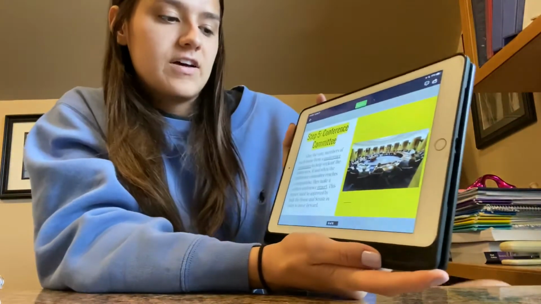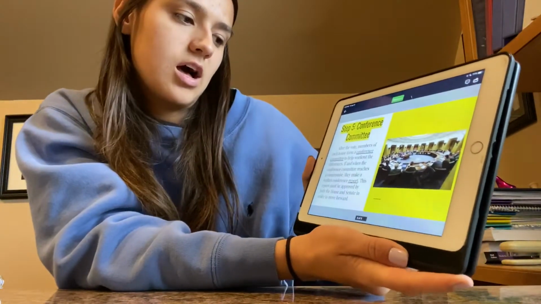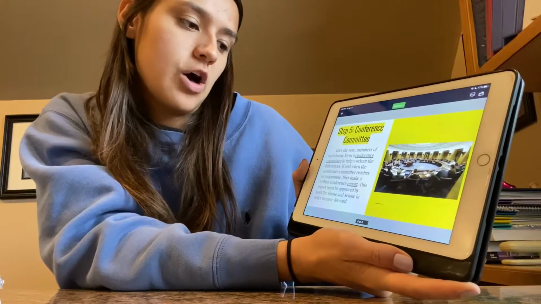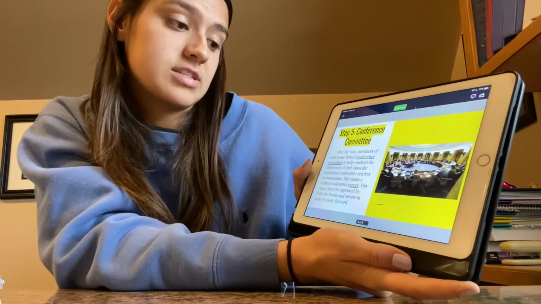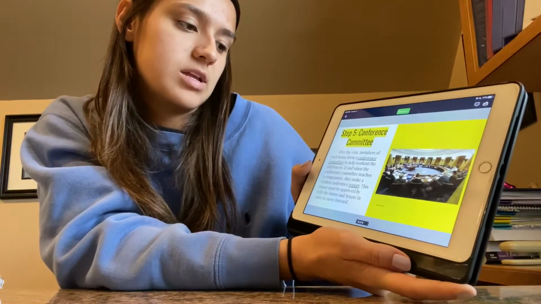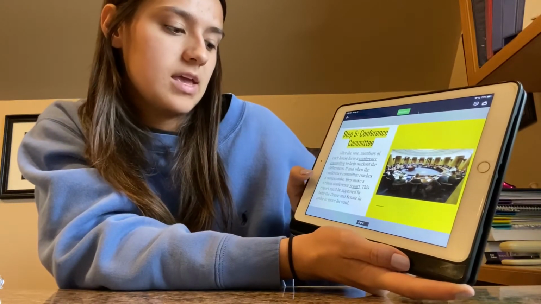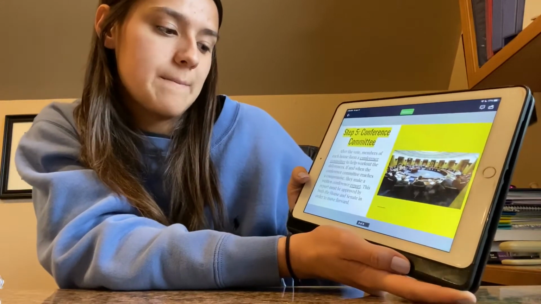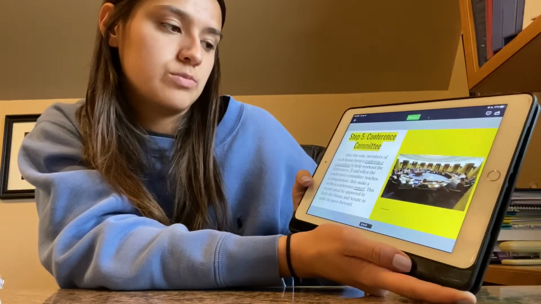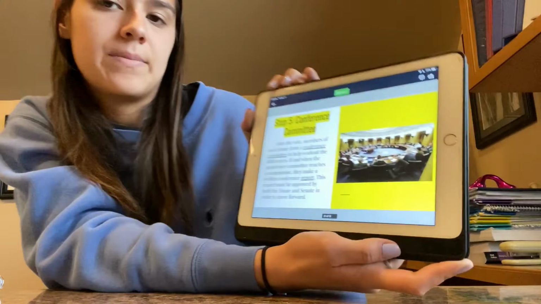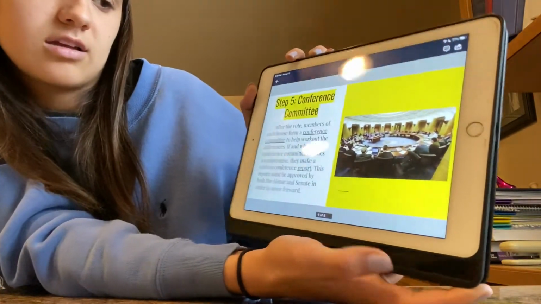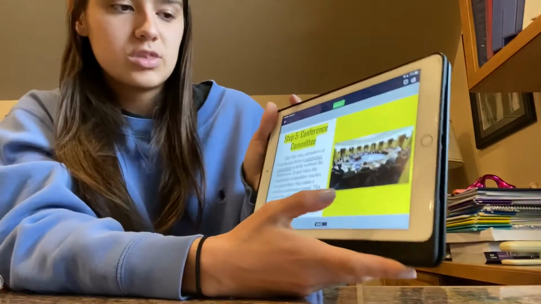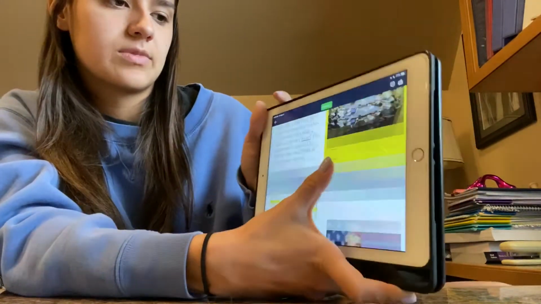Step 5, conference committee. After the vote, members of each house form a conference committee to help work out the differences. If and when the conference committee reaches a compromise, they make a written conference report. This report must be approved by both the House and Senate in order to move forward. And then my picture's just of like a conference committee that actually happened in the U.S. or what it would normally look like.